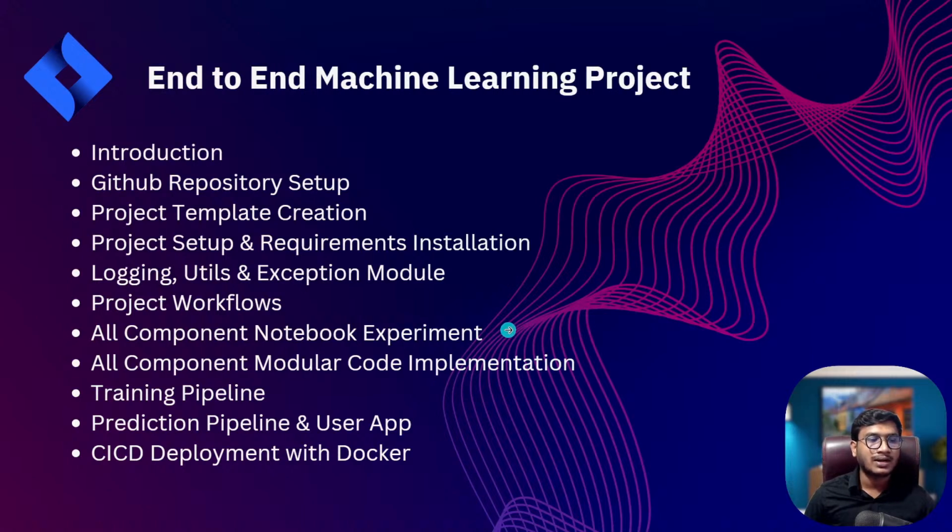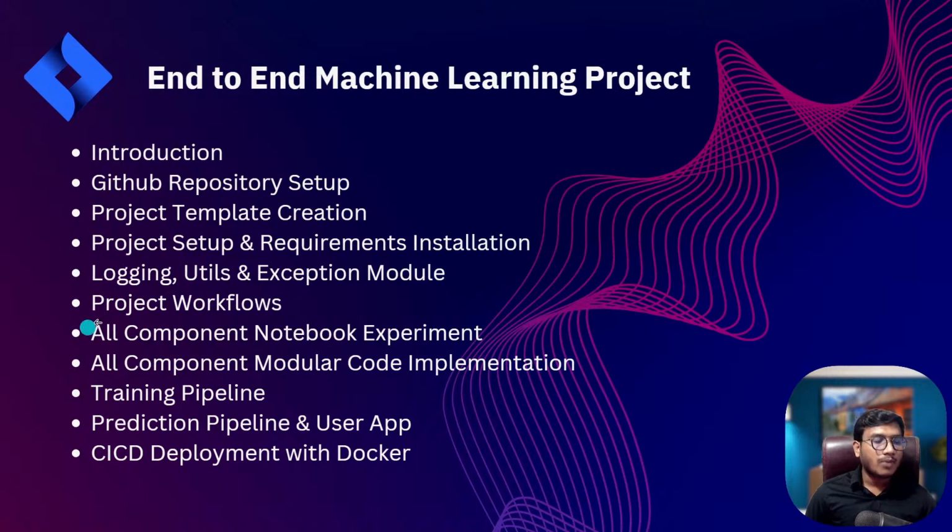We'll first implement all the components in the Jupyter notebook experiment, let's say data ingestion, data validation, data transformation, model trainer, model evaluation. These are called components, and together they make up the entire training pipeline. These are the separate components we have to implement, so we'll implement them in the Jupyter notebook. Then we'll convert all the components into our modular coding implementation. I hope it is clear.